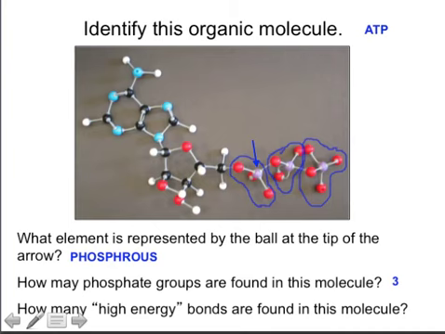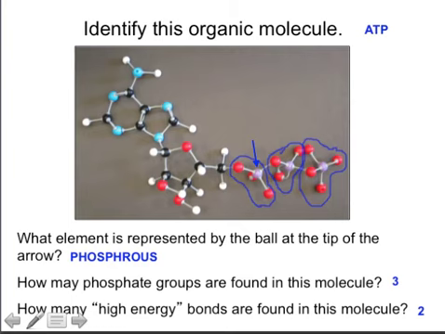How many high energy bonds are found in this molecule? And the answer is 2. Now, you might ask, well, why is that? Well, for reasons that I won't get into right now, phosphate groups have negative charges on them. They are essentially acids at neutral pH, so they lose protons to the surrounding solution. And so each one of these phosphate groups has a -1 charge. And that means that at neutral pH, these phosphate groups are going to try and repel each other.